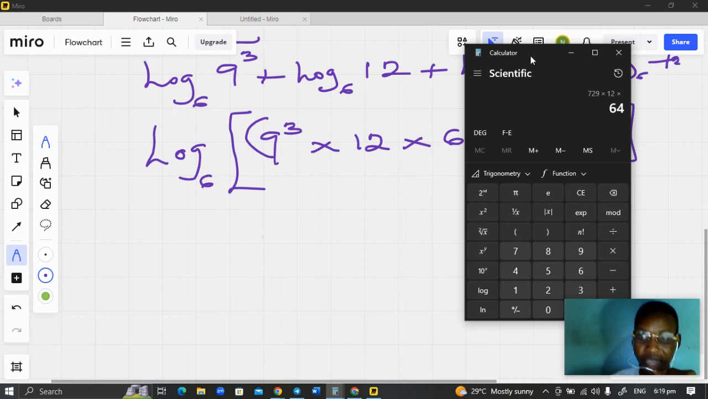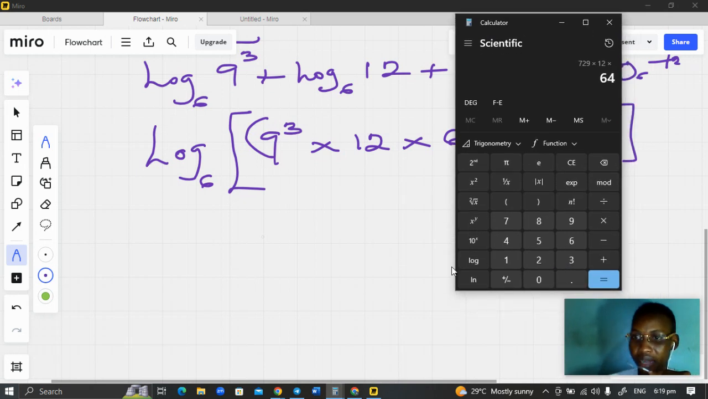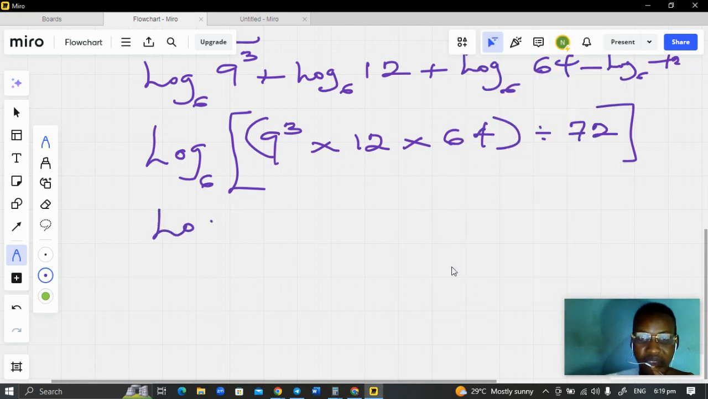So once I add that, the next thing for me to do is just go ahead and press the equal sign. So then we have 559872. So remember that we still have to divide it by 72. So if I go ahead and divide this by 72, I have the final result as 7,776.